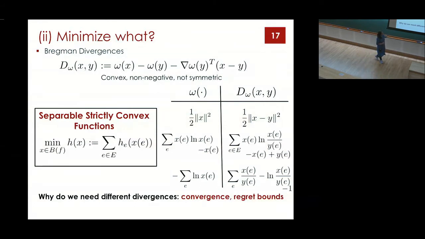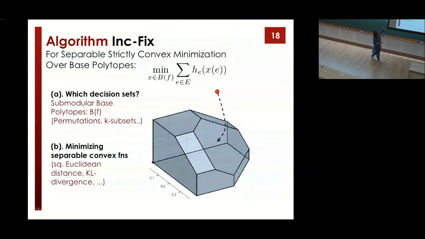So many divergences have very nice properties. And plugging in different divergences gives us different convergence and regret bounds in these overarching algorithms, like online mirror descent. So a common feature in all of these is that they are separable. And all of the divergences that we were interested in are separable over the ground set. So in general, we considered minimizing separable, strictly convex functions over the submodular polytopes. So that's the setting that we are going to be considering, right? So what are the decision sets? There's some submodular base polytope, so think about the convex hull of permutations. What are the distances or the convex functions? They're coming from minimizing Bregman divergences. And just for the purposes of this talk, you can think about the Euclidean distance. But the results apply to more general convex functions.